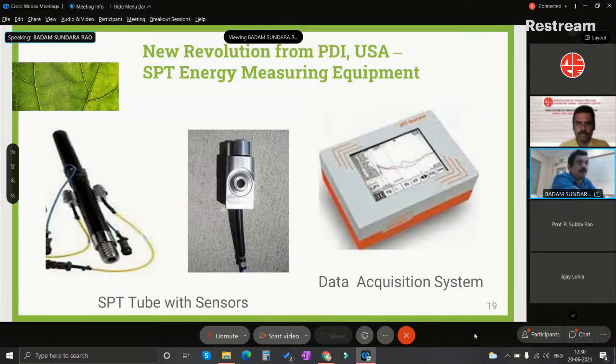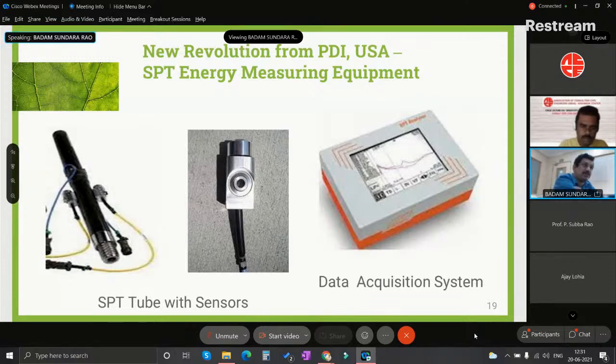This is the PDA equipment from the US. Just now we discussed that the energy ratio transmitted to the drill rod is much more important. Once we are unable to measure the energy that is transmitted to the drill rods, there is definitely a difference from the reported N values. To standardize that, PDA from the USA has developed sophisticated equipment. This is the equipment we use for conducting dynamic pile tests.